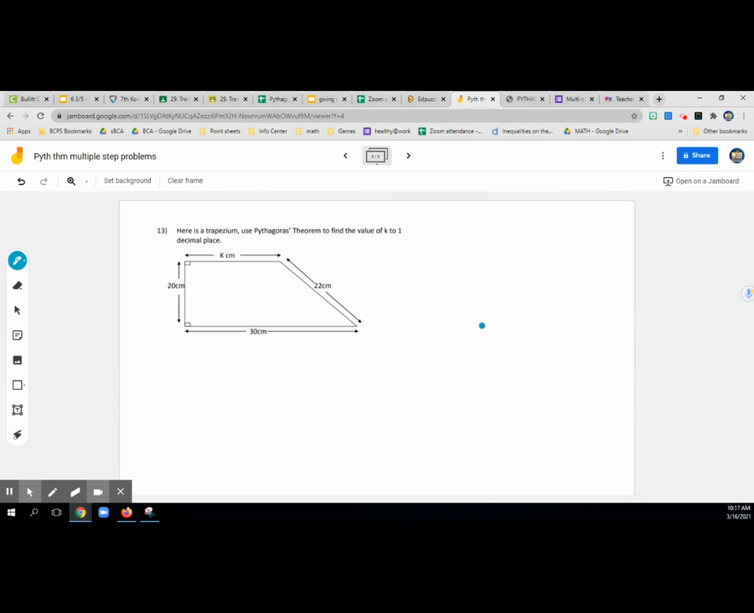Okay, here is a trapezium. We've got to use Pythagoras' theorem to find the value of k to 1 decimal place. If we're using the Pythagorean theorem, that tells me we definitely need to use a right triangle. Here's my triangle. This length has to be 20 because this is 20. We're dealing with all right angles. So now we can use the inverse to find this length here. We would do 22 squared minus 20 squared, and that would tell us a squared.